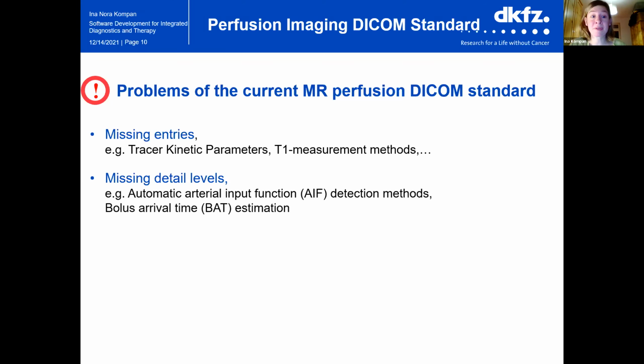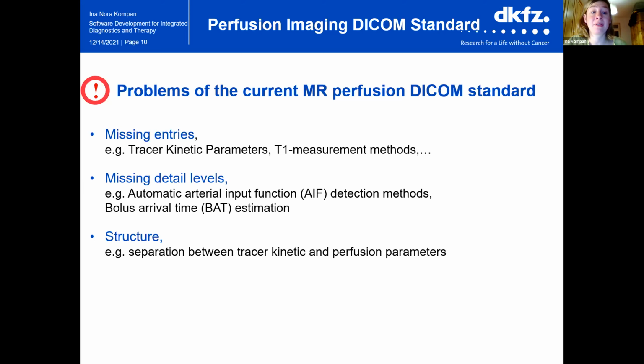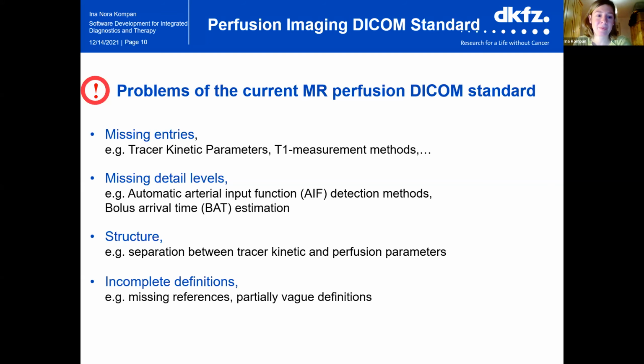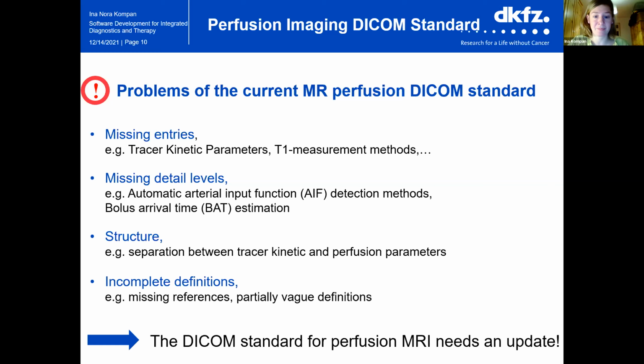Also, for reproducible description, there's a missing level of detail, for example, for automatic arterial input function methods or bolus arrival time estimation. There's not a lot of detail present for these methods. We found some contradictions in the structure. For example, in the current standard there is a separation between tracer kinetic and perfusion parameters, even though in the end they're measuring the same parameter. They are sorted in different tables. Some of the definitions were also incomplete. For example, there are missing references and partially vague definitions of what is being measured.